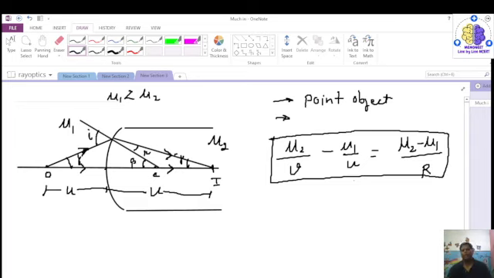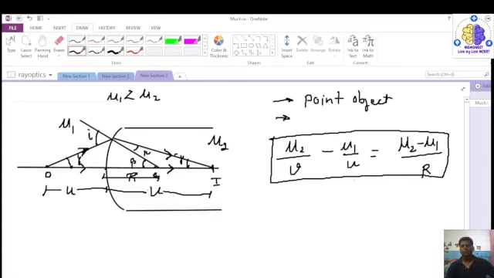This formula is relating your image distance, object distance, refractive index of the two mediums separated by the curved surface, and the radius of curvature of the curved surface. What is the radius of curvature? Radius of curvature is the distance between this point and the center of curvature. So this will be your radius of curvature R, right? This is radius of curvature R.